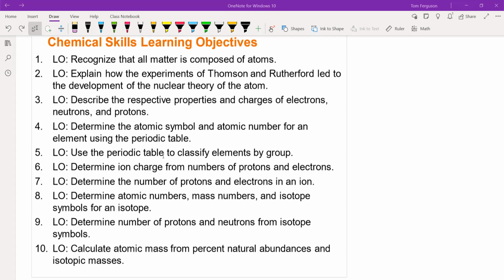Now these are, probably the bottom half is very straightforward. The top half is more historical. How we ended up with the atomic model we have now. We'll see how that unfolds here in a minute.